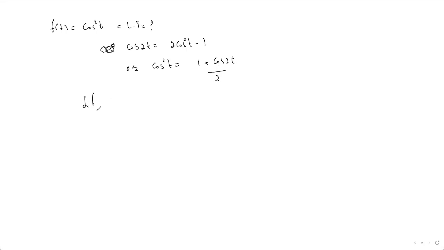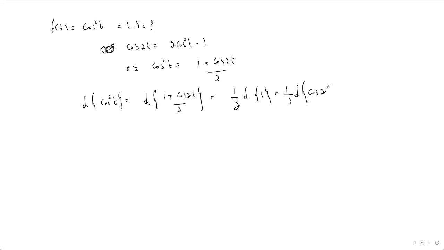Then the Laplace transform of cos square of t will be equal to the Laplace transform of 1 plus cos of 2t divided by 2, right? Or you can say that this is 1 by 2 into the Laplace transform of 1 plus 1 by 2 into the Laplace transform of cos of 2t. But we have just found this. What is this equal to?